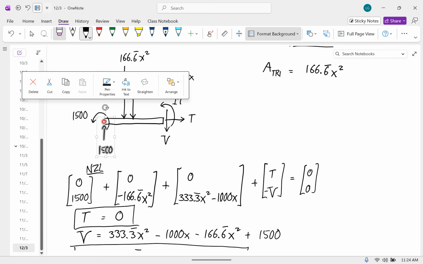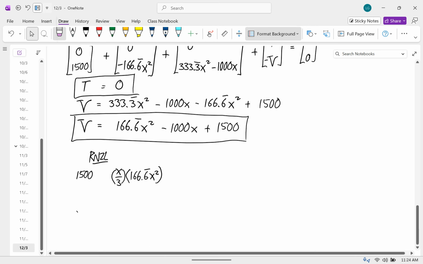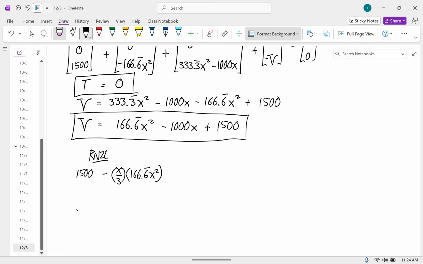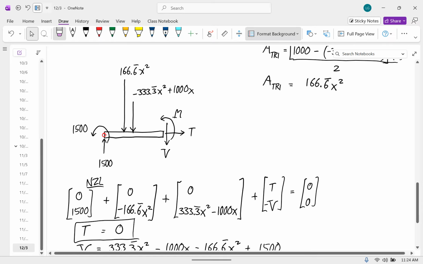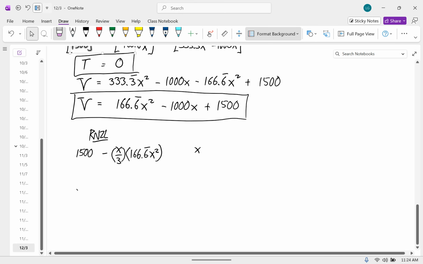That would make this rotate clockwise around the about point, so that's negative. Then we have the moment produced by the -333 force. The moment arm for that one is x over 2. The force is 333.3 repeating x squared.